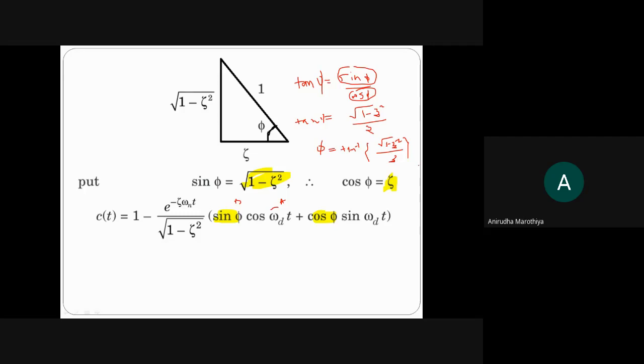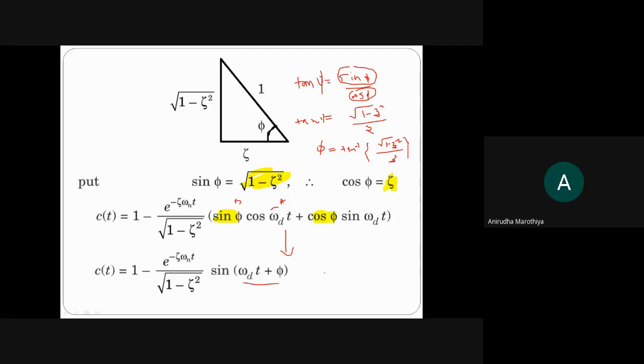Are you getting my point? Yes, sir. Okay, so I can rewrite this particular term like this by applying the formula sine of A plus B, which is nothing but sine A cos B plus cos A into sine B. And finally, you will get this as an output.